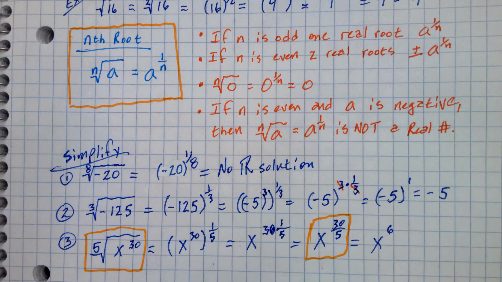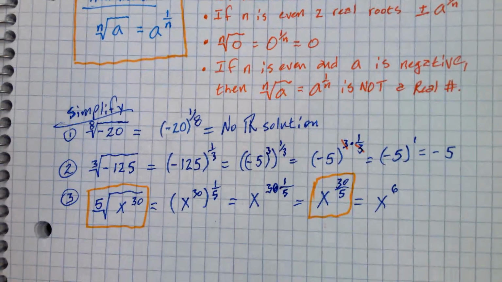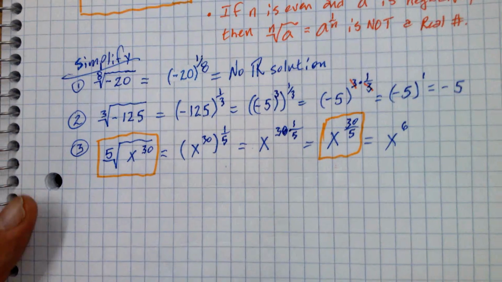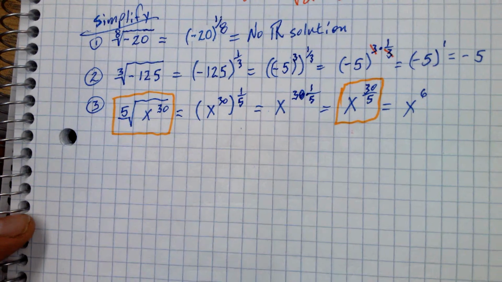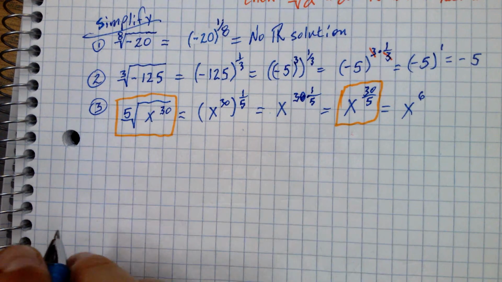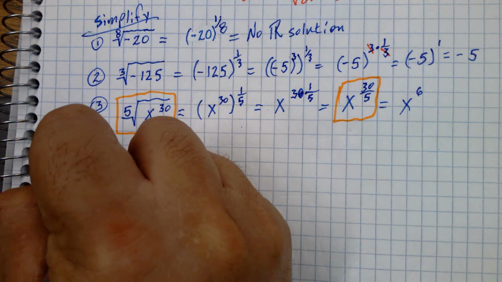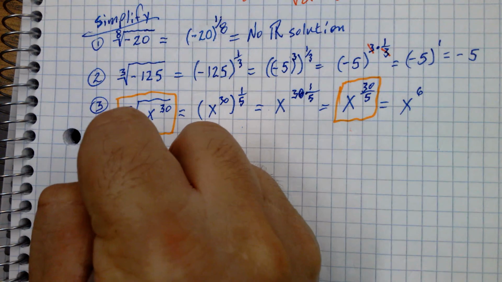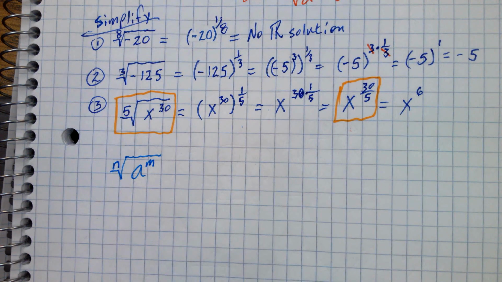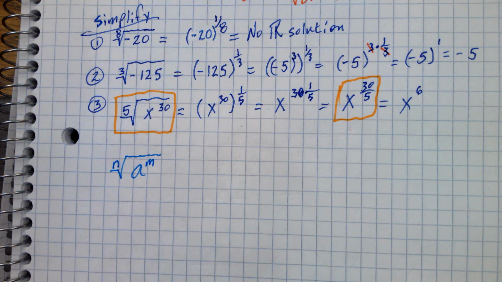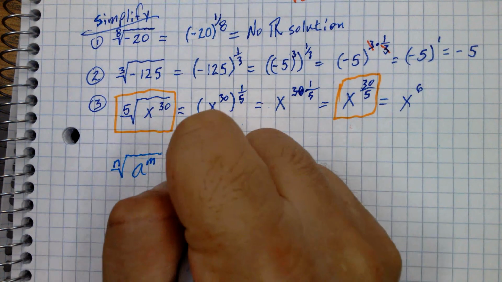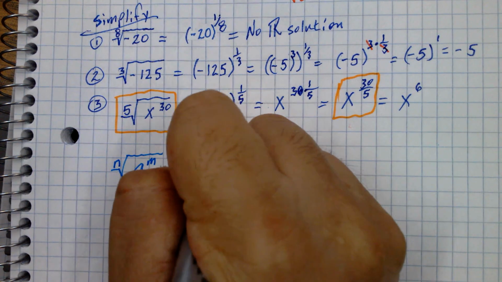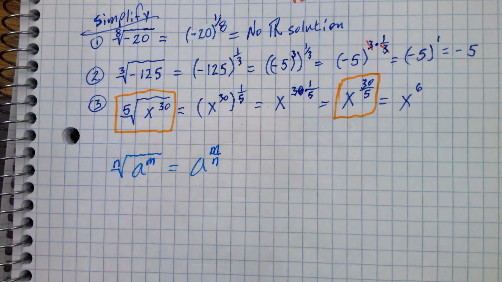We only got 2 rules, so don't think, oh my God, how many rules are there going to be? We got this one, just the nth root. And we have this one. Okay, so this one is the nth root of a to the m power is the same as a to the m over nth power.